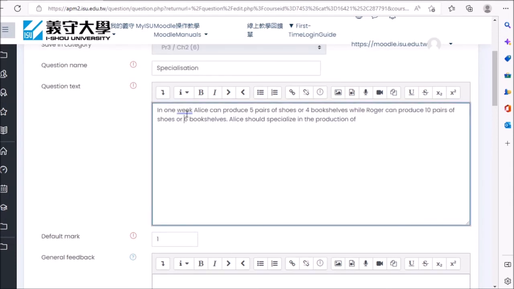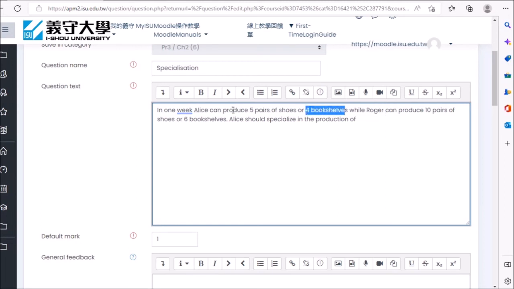Next, on specialization, in 1 week Alice can produce 5 pairs of shoes or 4 bookshelves, while Roger can produce 10 pairs of shoes or 6 bookshelves. How should Alice specialize? She should specialize in the production of the good with lower opportunity cost. For Alice, bookshelves are cheaper than for Roger.